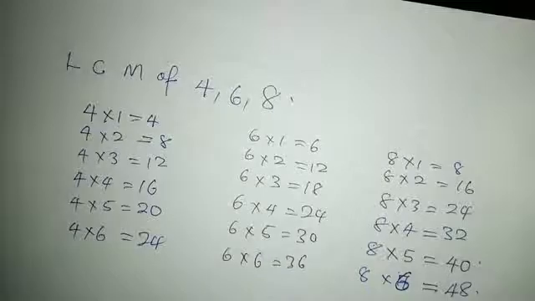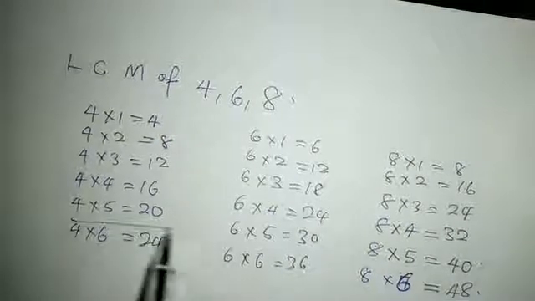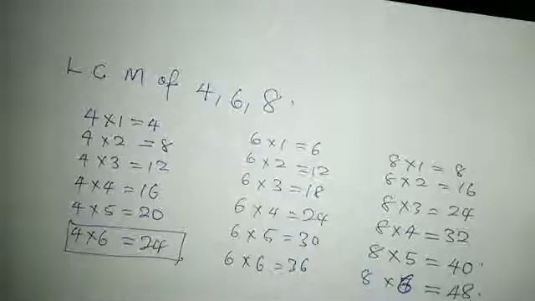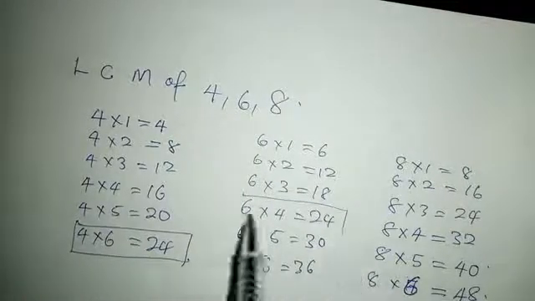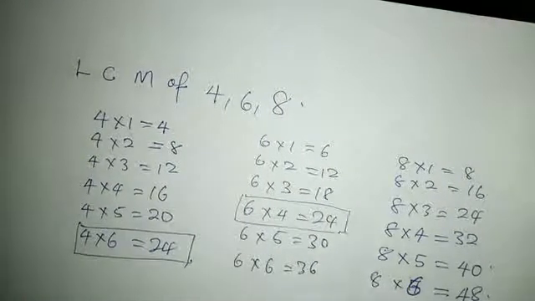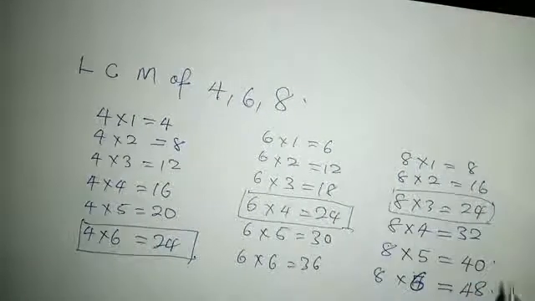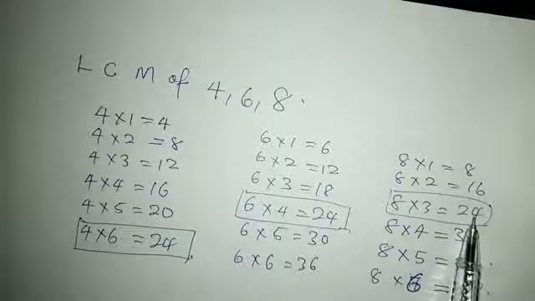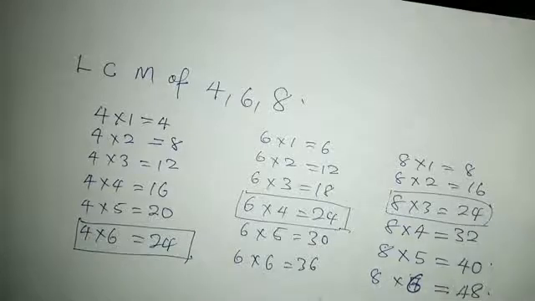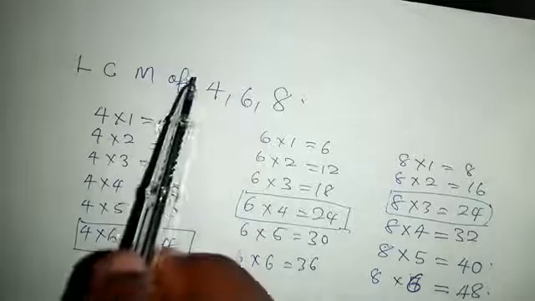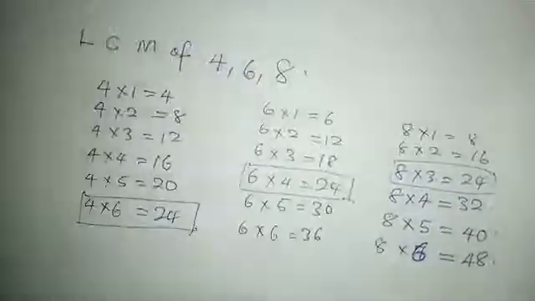Now, have we gotten any number which is common to all of this? I think it's 24. This is 24. This is 24. And this is 24. That means that 24 is the lowest common multiple of 4, 6, and 8.